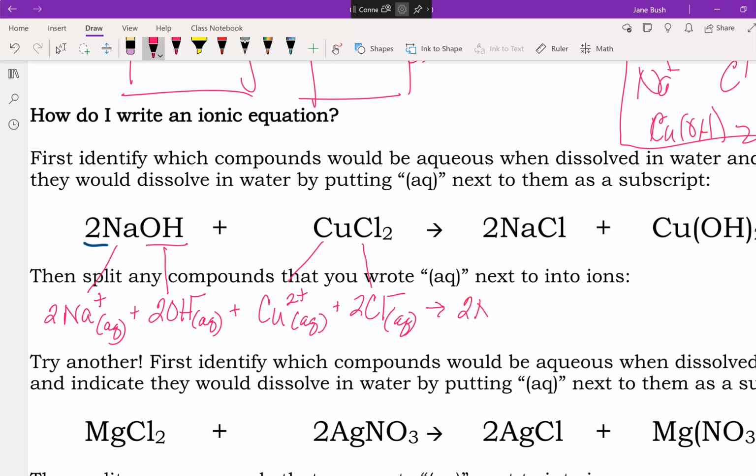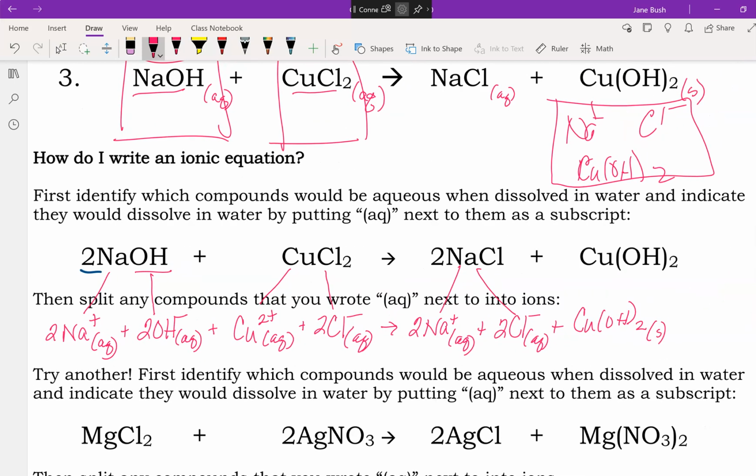We're going to make 2 sodium chlorides, which means we'll have 2 sodium ions and 2 chloride ions. And then we've already determined that copper 2 hydroxide will be a solid, yes? So this is what we call a complete ionic equation.